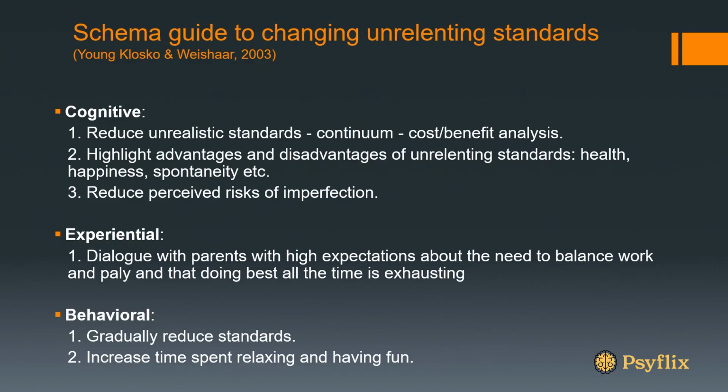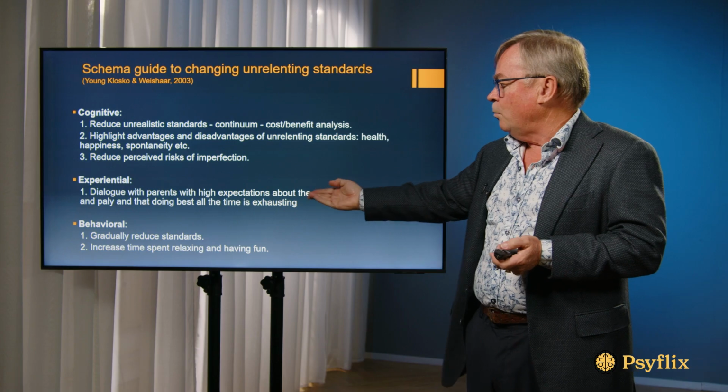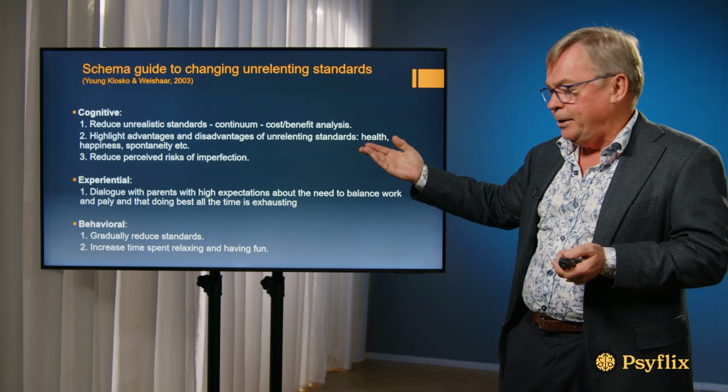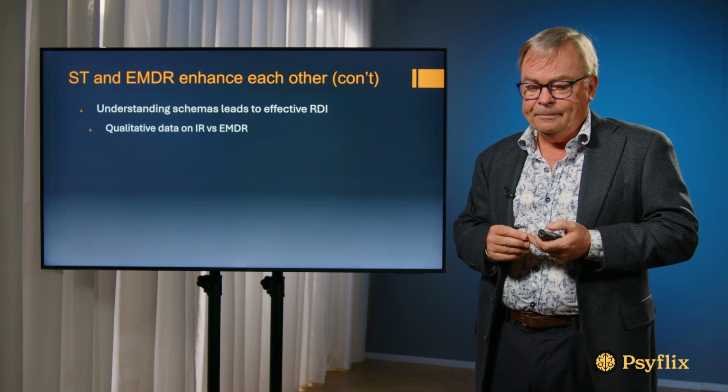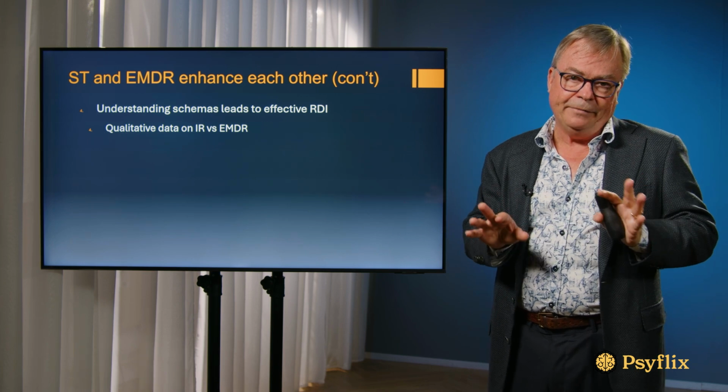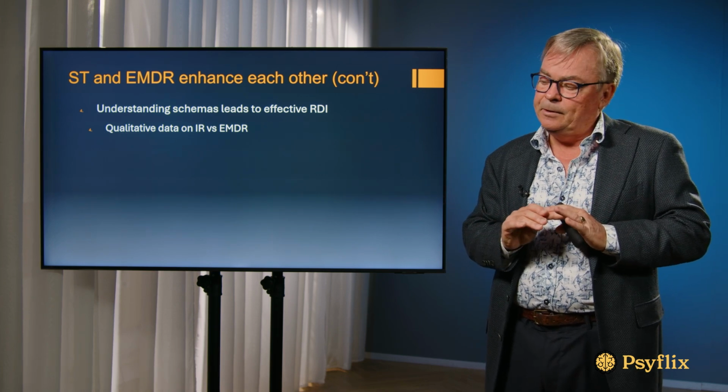The next slide just shows you what are the cognitive antidotes for unrelenting standards as a schema, what are the experiential things that need to happen, what are the behavioural goals. Now, what I'm going to argue is that understanding schema leads to effective resource development. I'm going to draw on some of the qualitative data from the IRAM study for this. So it goes like this. When the therapists and the clients were interviewed at the end of IRAM, they had some interesting things to say about their experiences of doing imagery scripting or doing EMDR without stabilization.